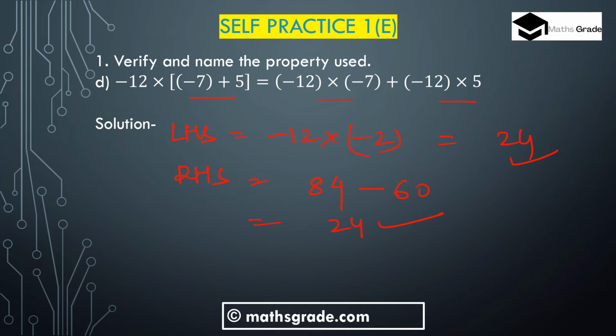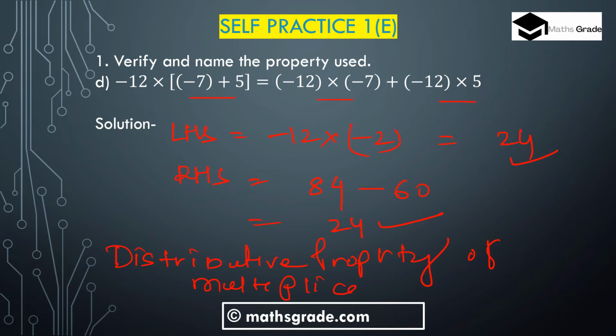And this property is known as the distributive property of multiplication over addition. So this property is known as the distributive property of multiplication over addition.